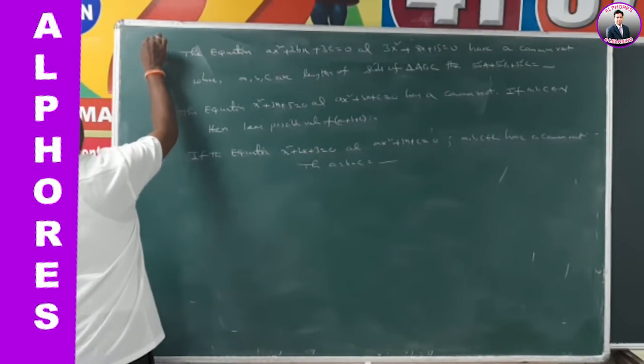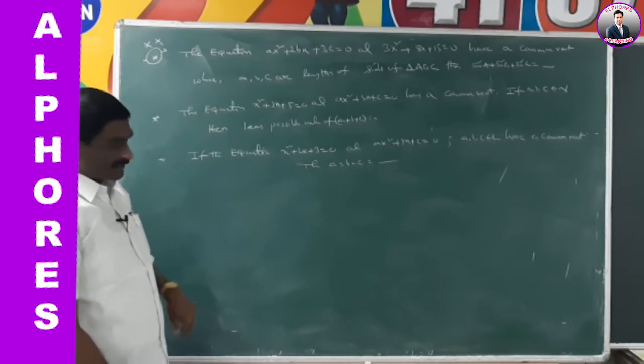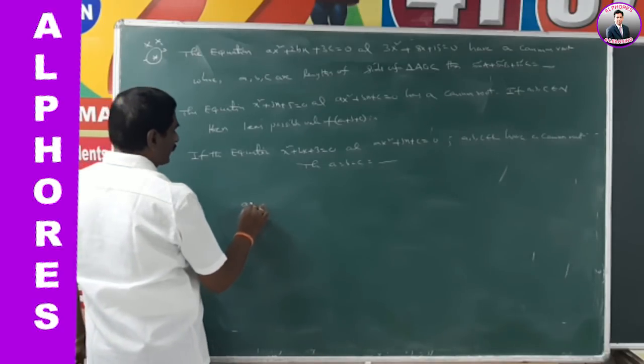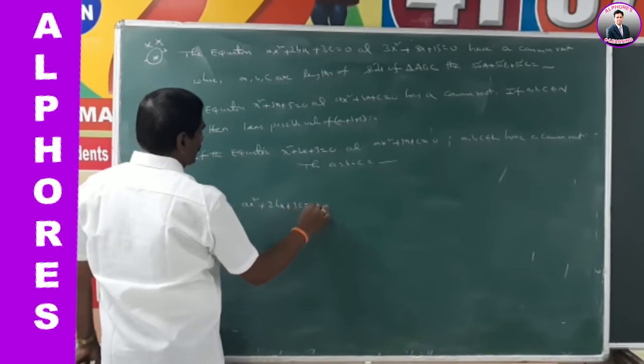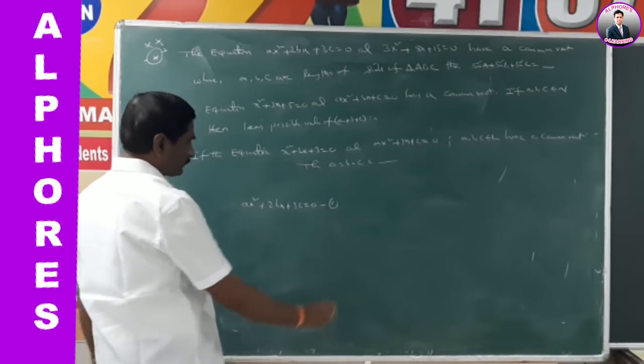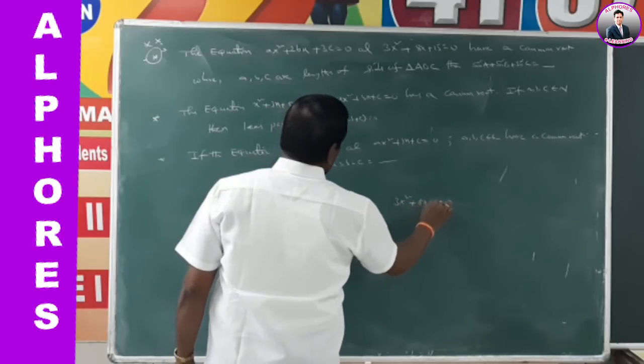Very important. Sin square A plus sin square B plus sin square C is equal to dash. Here there are two quadratic equations. First equation is ax square plus 2bx plus 3c is equal to 0. This is the first equation. Second equation is 3x square plus 8x plus 15 is equal to 0.